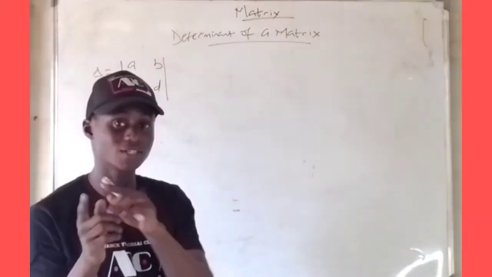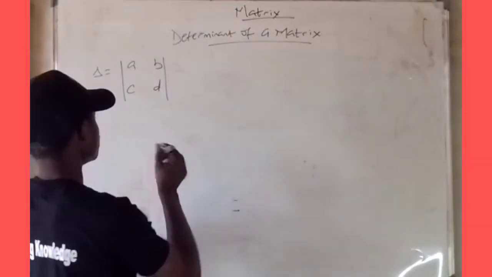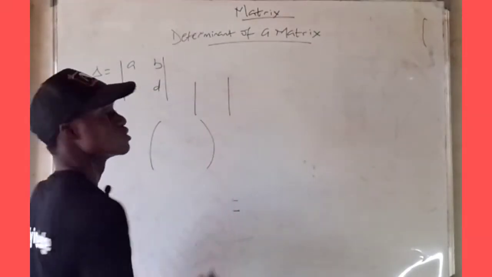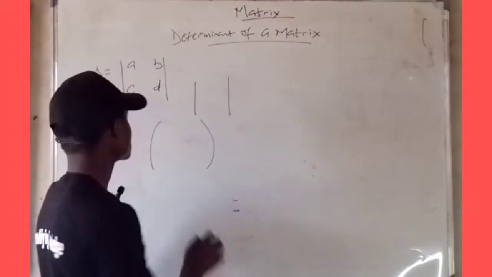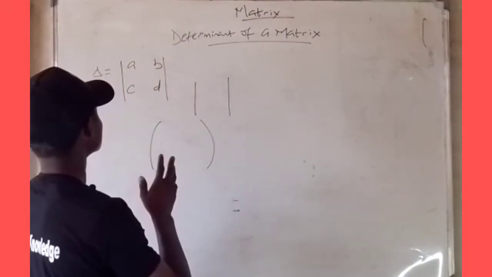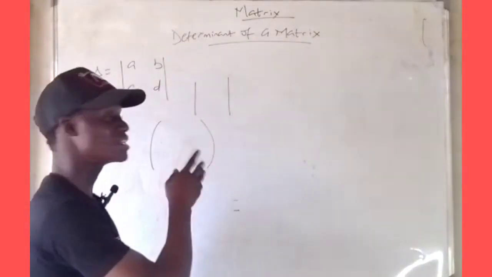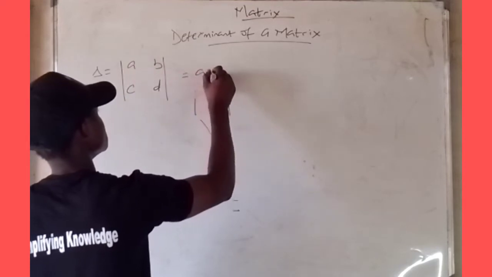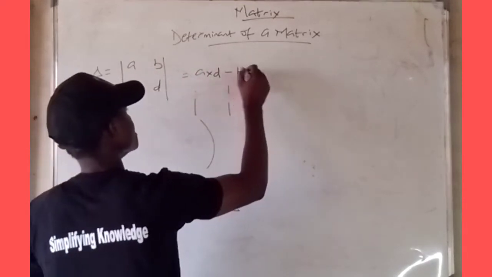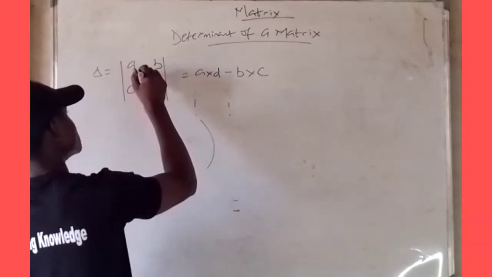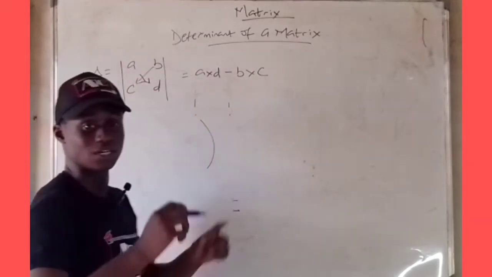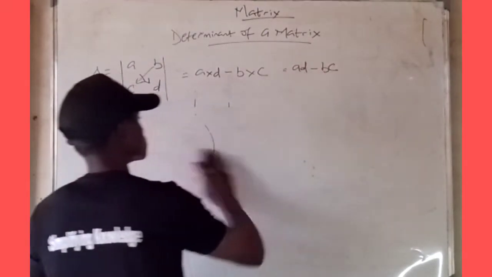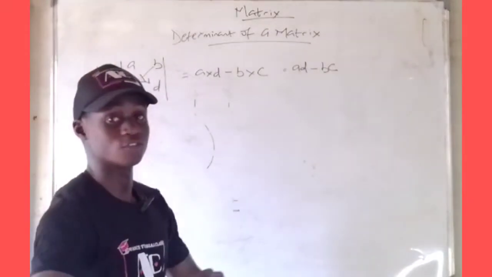But anytime you are looking for the determinant of the matrix, instead of your normal closed parenthesis, you're going to have straight columns that enclose the elements of the matrix. For instance, if you have the matrix with elements A, B, C, D arranged in this manner, this is how it goes: A times D minus B times C. This times this, and this times this. So they move diagonally, and you'll be having AD minus BC. Such is the way of finding the determinant of a 2 by 2 matrix.